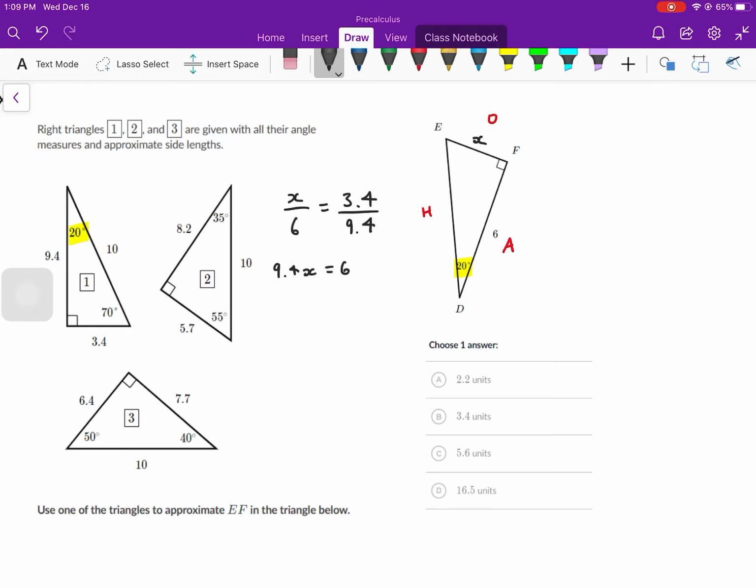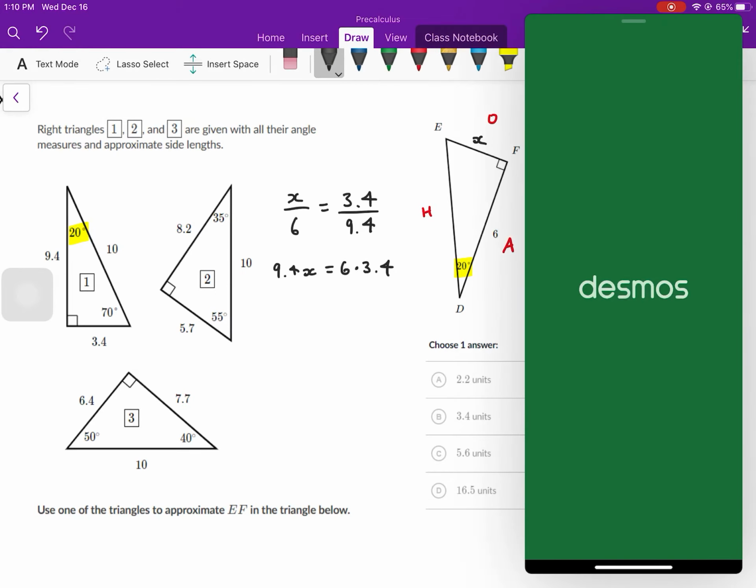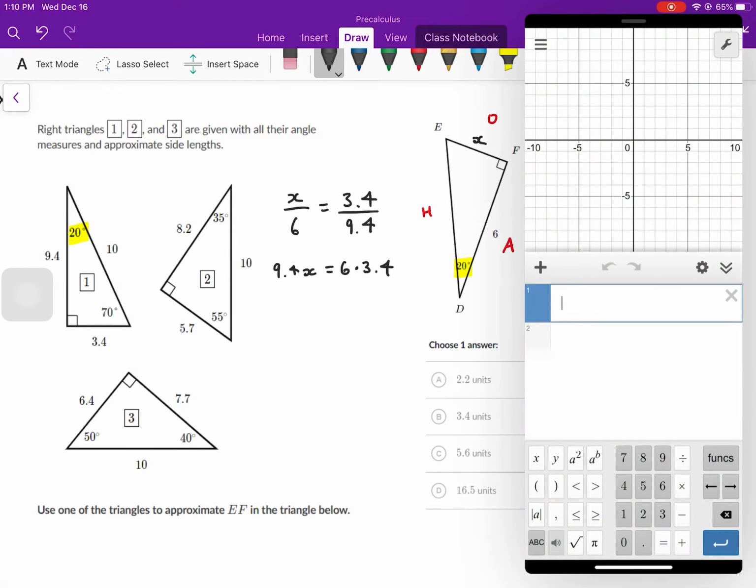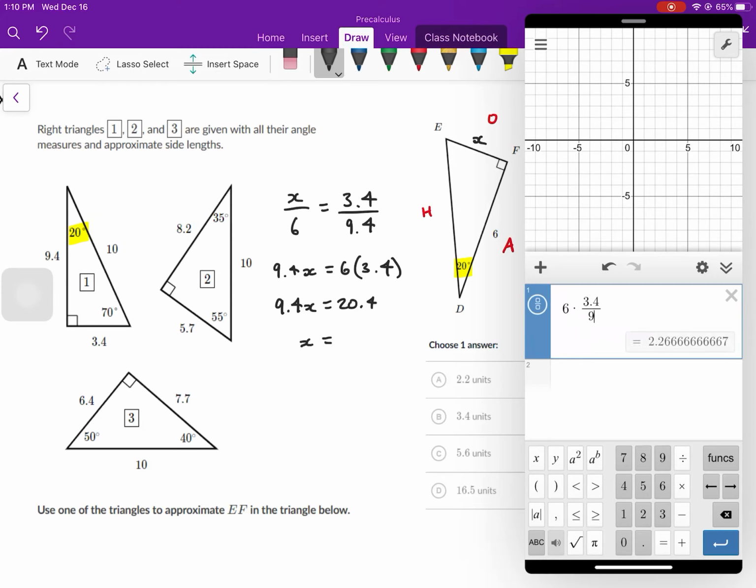9.4x equals 6 times 3.4, which is 20.4. So to solve for x, we'll divide by 9.4 to get 2.26.